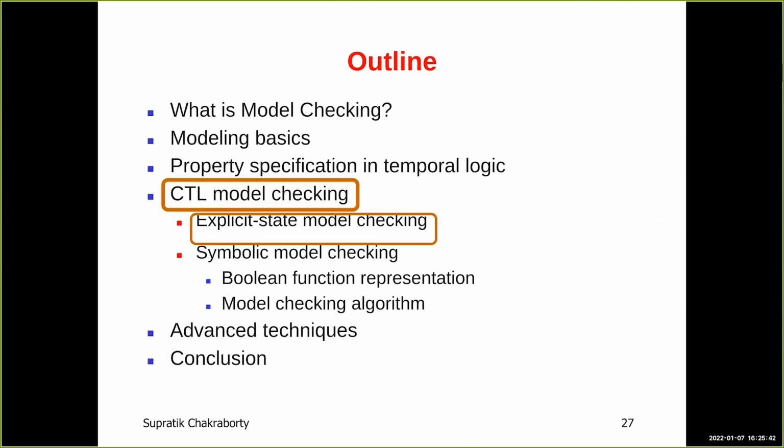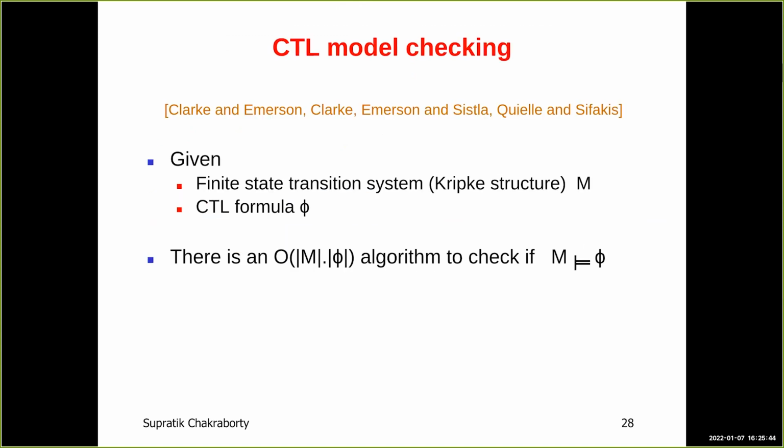Let's see. Okay. So given a finite state transition system, forget about this name, M, and a CTL formula phi, we have seen some examples of CTL formulas. It turns out that there is actually an efficient algorithm to check if this finite state transition system satisfies phi. Now, why do I say this is efficient? Because this is linear in the size of the transition system and in the size of the formula.